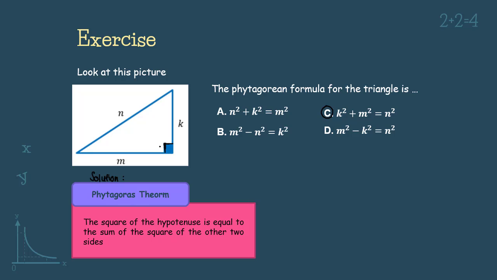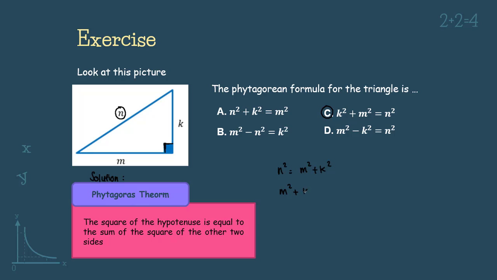Now you can see that this is the right angle, and you have to remember that the opposite side of the right angle is the hypotenuse. So the formula will be, you sum the other two sides: n square is equal to m square plus k square, and you can swap the sides.